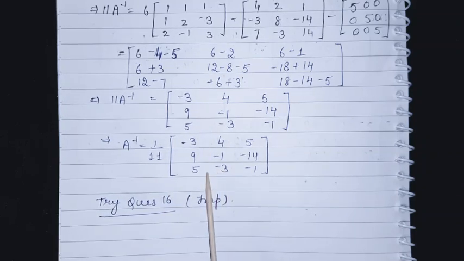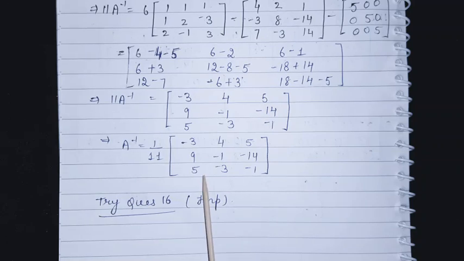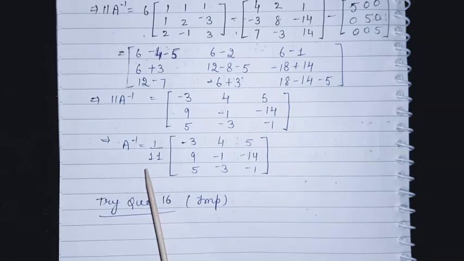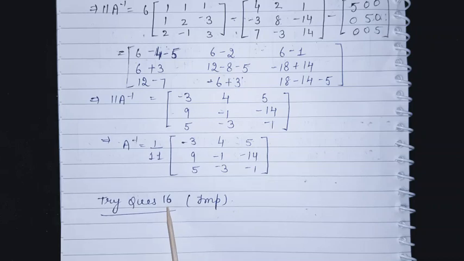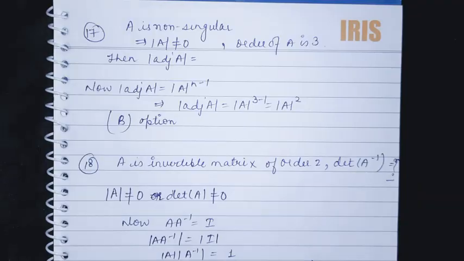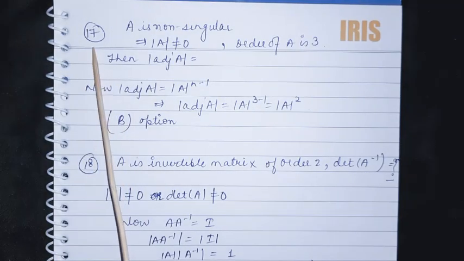So we have calculated our A inverse, but we have not used any elementary operation, and we have not used the method of adjoint also. So this is a very important question. Now you all will try question number 16 also, because question number 16 is exactly the same as question number 14, and it is a very important question. Our next question is question number 17.